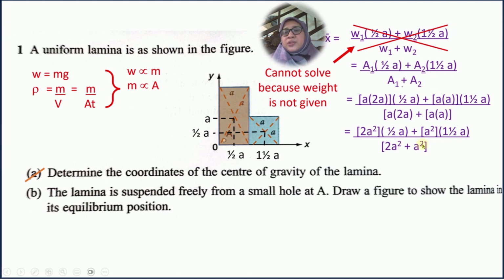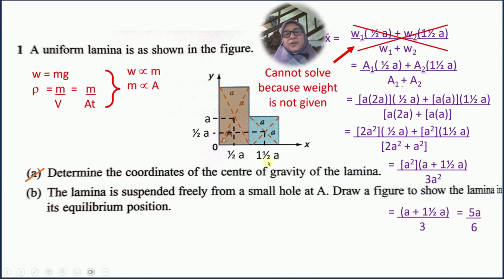This is A squared times (2 times half A plus 1.5A), divided by 2A squared plus A squared. Below we get 3A squared, and on top we factor out A squared, so the bracket becomes A plus 1.5A. We solve, and finally we get 5 over 6 A. So that's the mean of the x coordinate for the center of gravity.